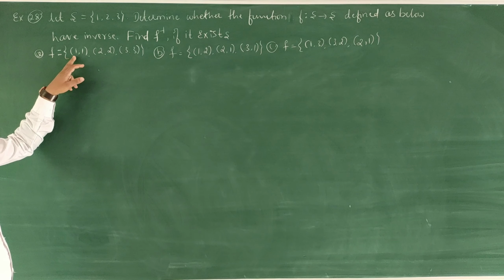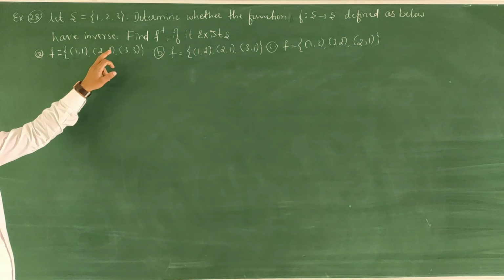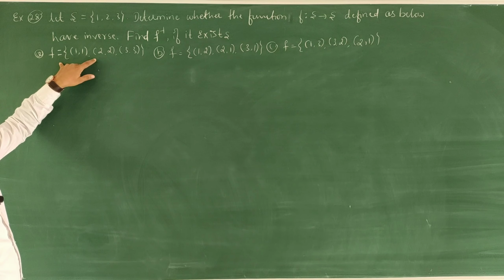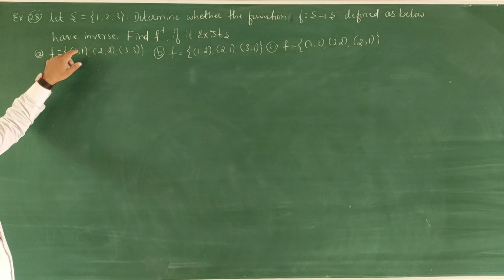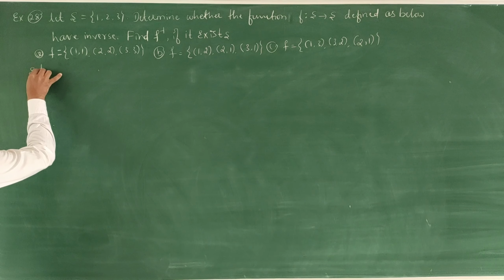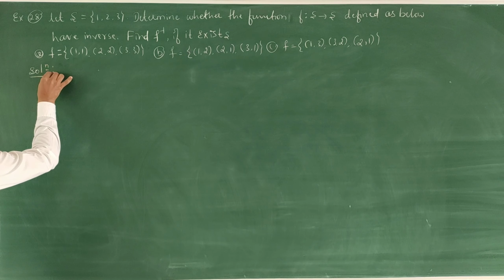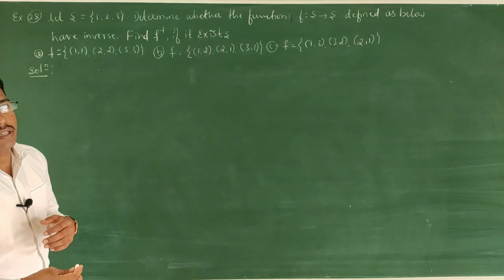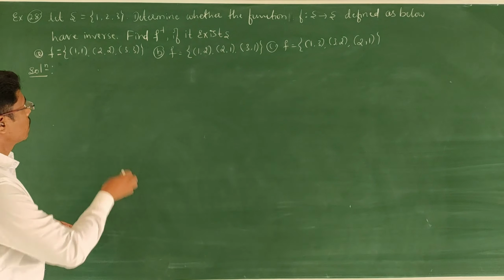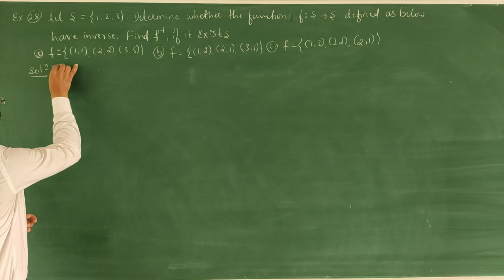f is equal to {(1,1),(2,2),(3,3)}. We have to see if it is invertible or not. Then if it is invertible, we have to write its inverse. Okay, so what is the condition for being invertible? If the given function is one-one and onto, then it is invertible, right? Okay. Solution for A.